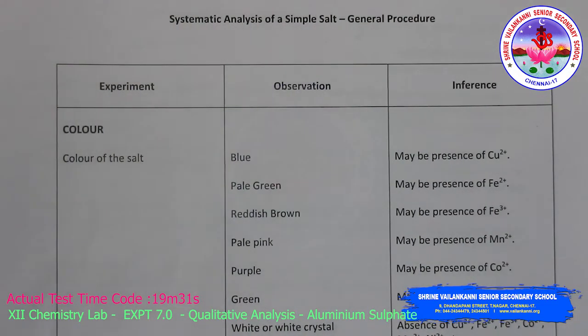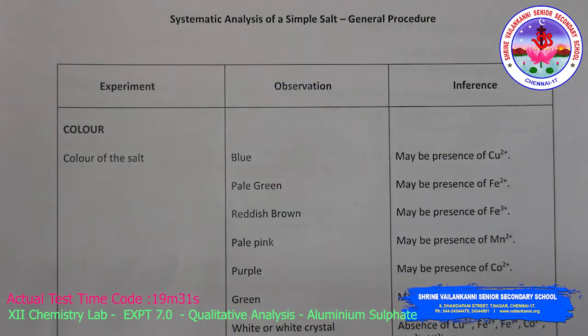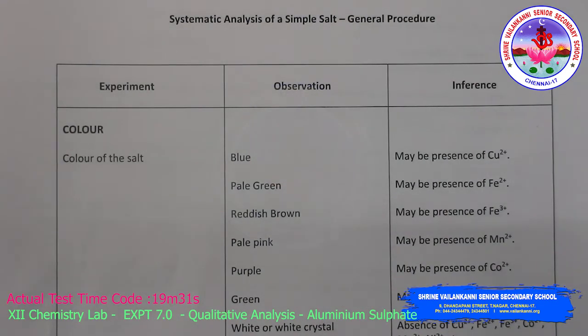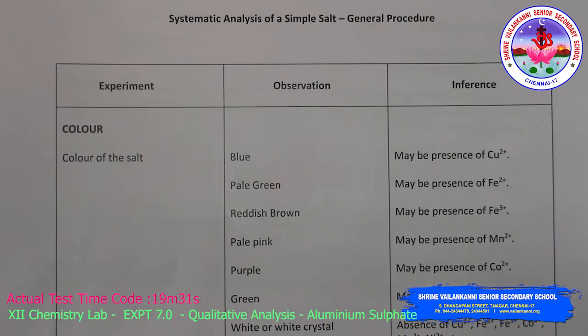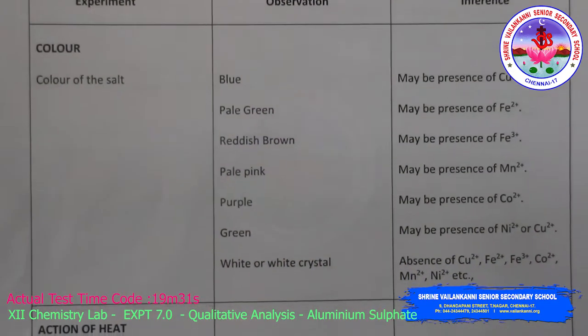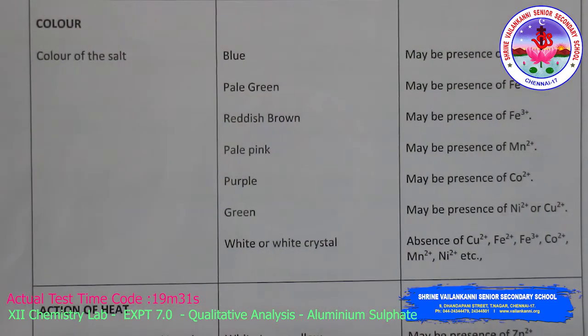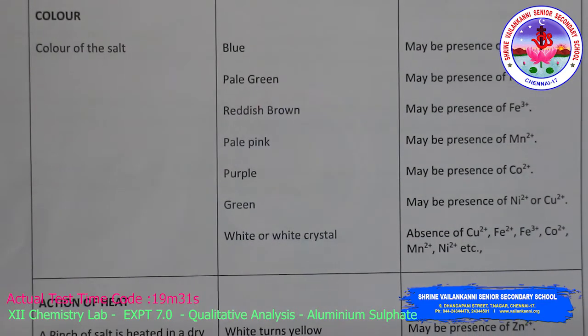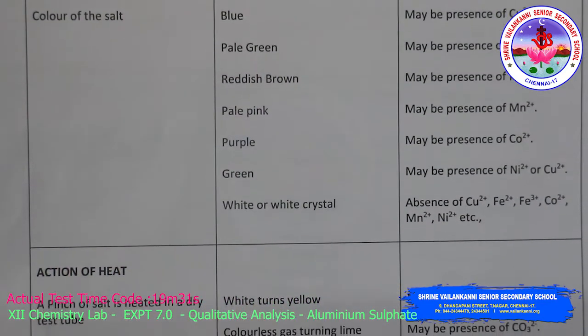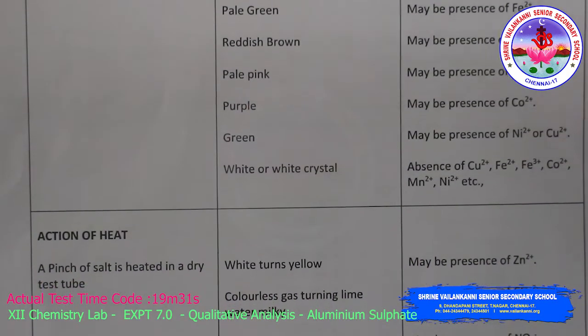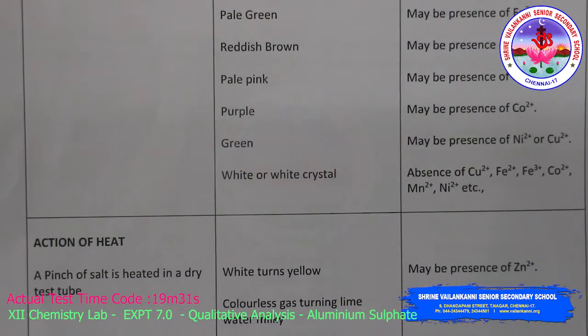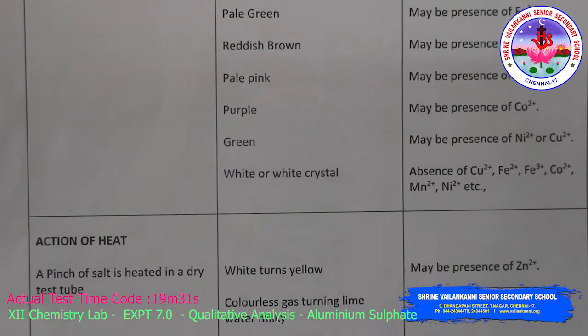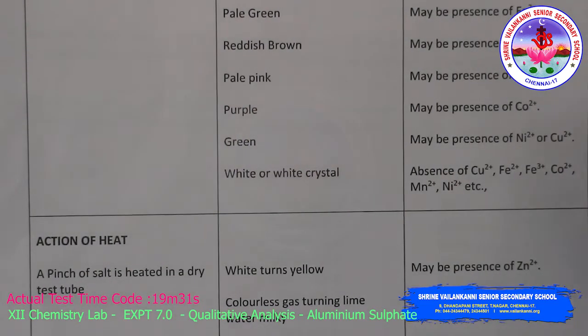If the substance shows blue, there may be copper; pale green, may be ferrous; reddish brown, may be ferric; pale pink, may be manganese; purple, may be cobalt; green, may be nickel or Cu2+, that is copper. White or white crystal means absence of the above salts. That means Cu2+, Fe2+, Fe3+, Co2+, Mn2+, Ni2+, like this.